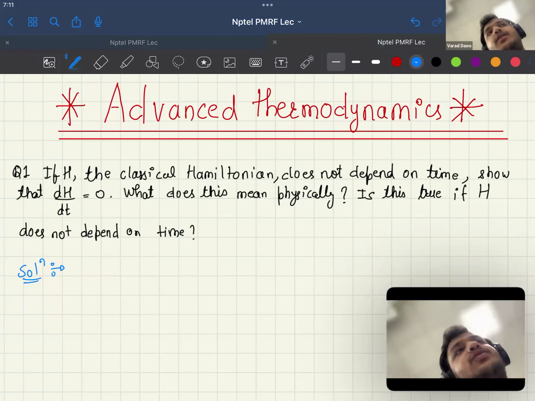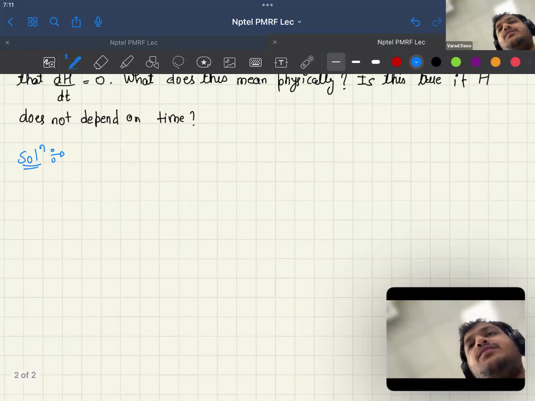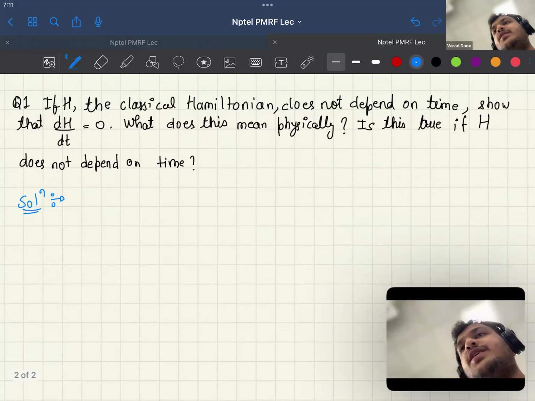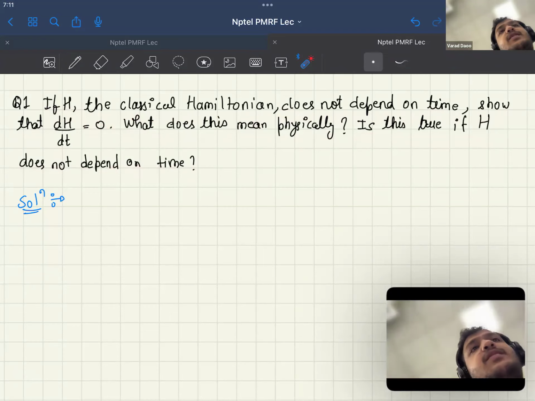Okay, so let us try to solve this question. Let me first read the question again. If H, the classical Hamiltonian, does not depend on time, then we are asked to show that dH by dt is equal to zero. And what is the physical significance of this result? And is this true if H does not depend on time?